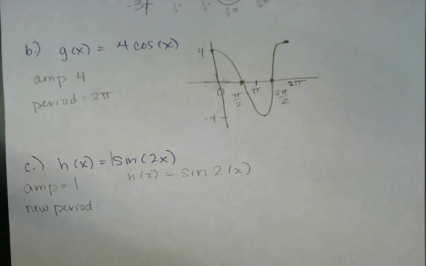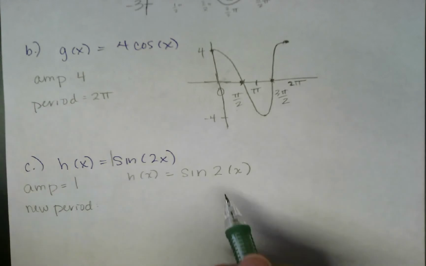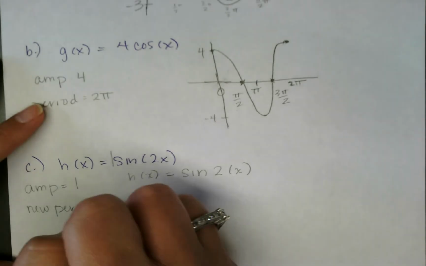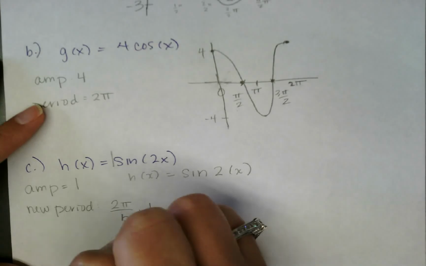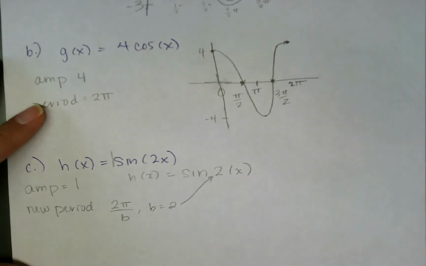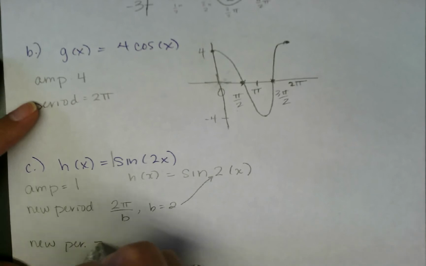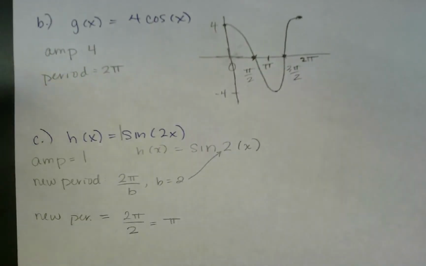And then I'm going to be able to get my new period. If I had a flip, this was negative, I would leave the negative on the inside. We'll do examples. You only factor out that positive guy. So my new period is 2 pi over b. In this case, b equals 2, from that guy. So my new period equals 2 pi over 2. Simplify that, that's pi. So my new period is pi.